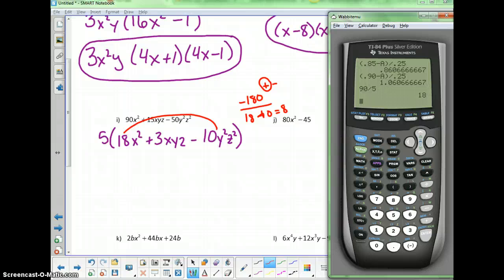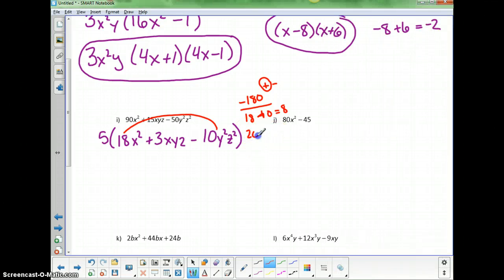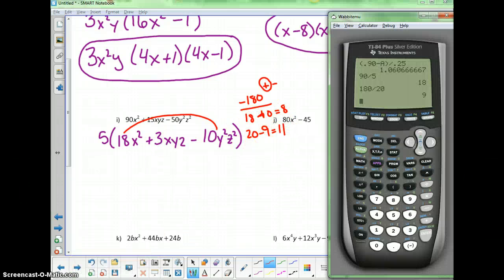Okay, so maybe 20. 180 divided by 20 is 9. 20 minus 9 is 11. So I went the wrong way. See, I'm getting further from 3. So instead of larger than 18, let's go smaller than 18. So 180 divided by 16. Oops, I forgot to hit the divided key.